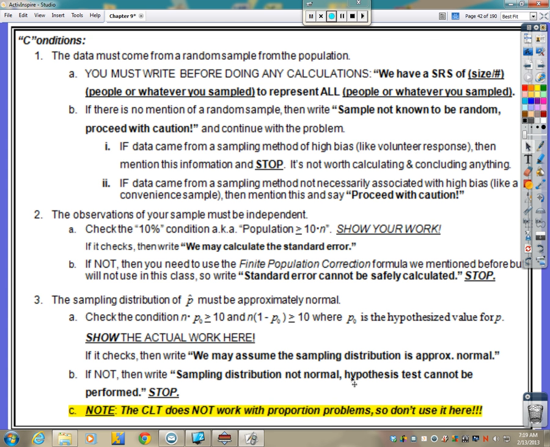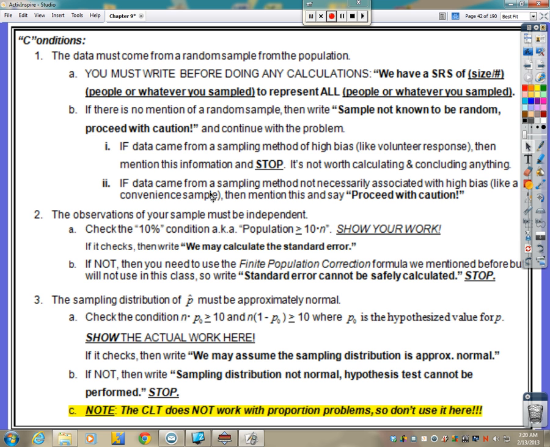Now, conditions. Conditions are pretty much the same thing as they were before for confidence intervals. Your random condition, we have to make sure that it's random. If it doesn't say it's random, then we will say not known to be random, but we will assume that it is, proceed with caution.